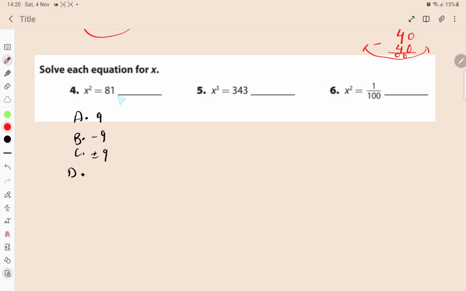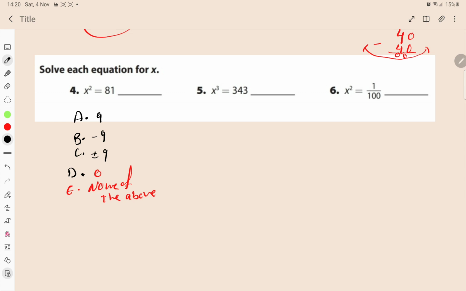Solve each equation for x. X squared is 81. The choices will be 9, negative 9, positive or negative 9, 0, and E, he might say none of the above. What is the correct answer?